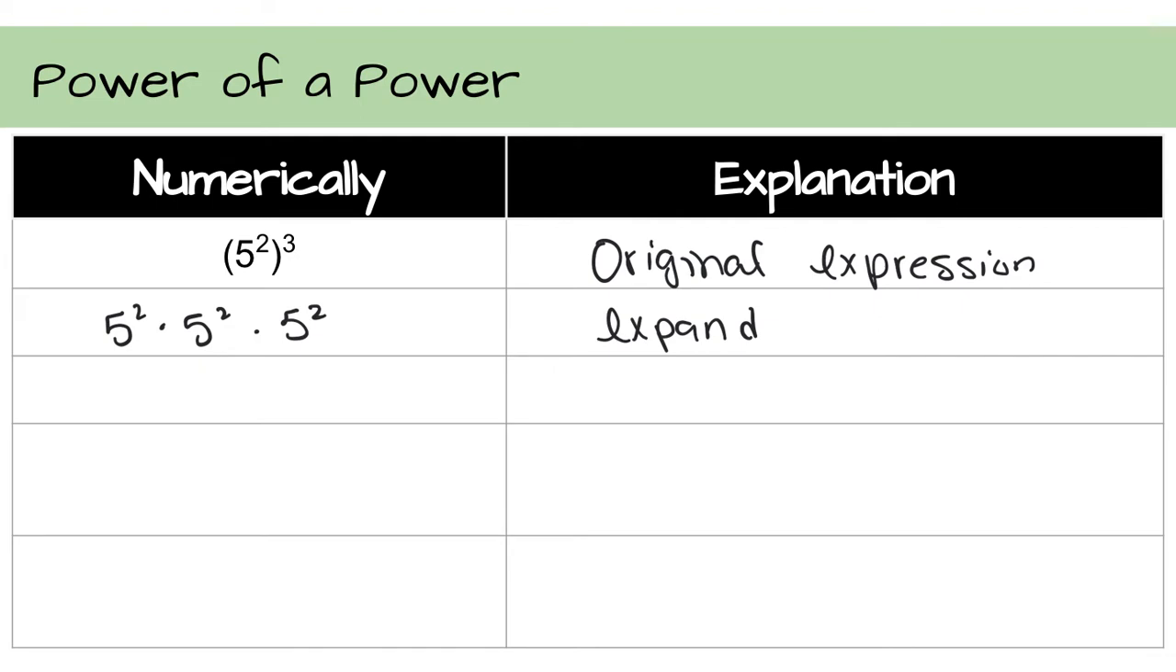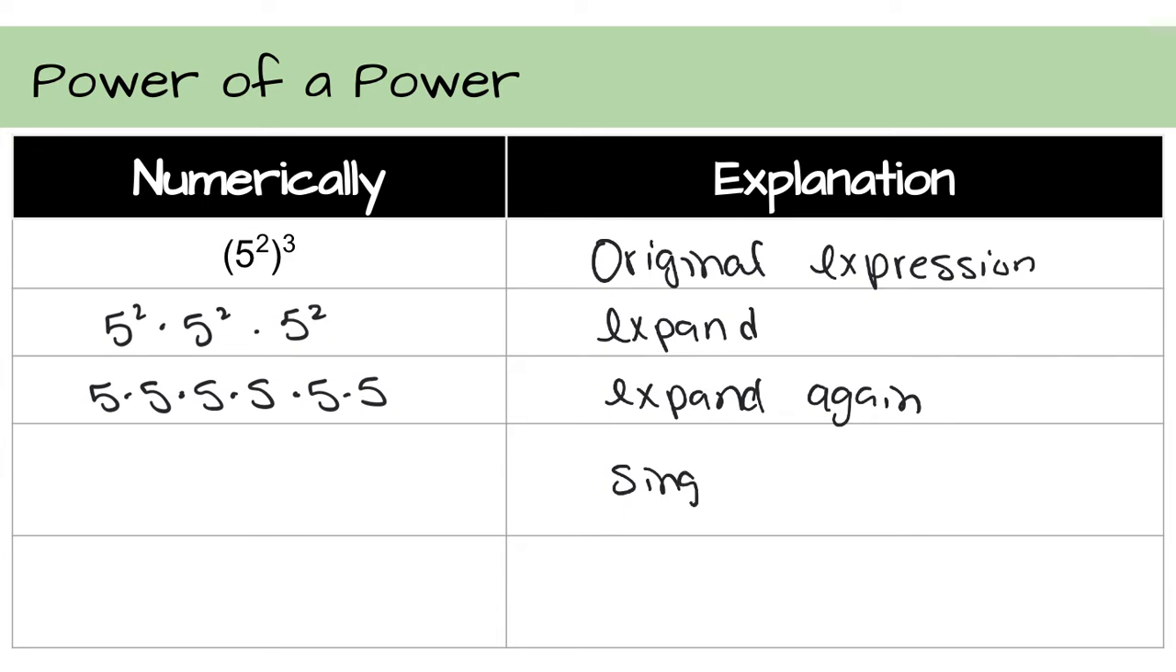Next, we're going to expand each one of those 5 squared. So we're going to expand again. So it'll give us 5 by 5 by 5 by 5 by 5 by 5. And next we're going to write it in a single power, which is 5 with an exponent of 6, and we can count them 1, 2, 3, 4, 5, 6.